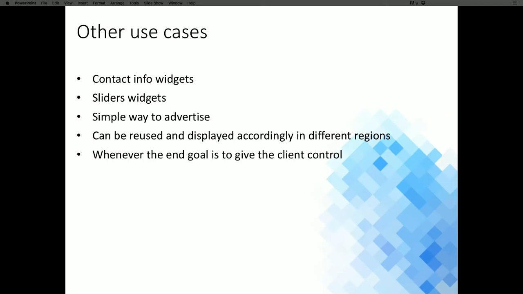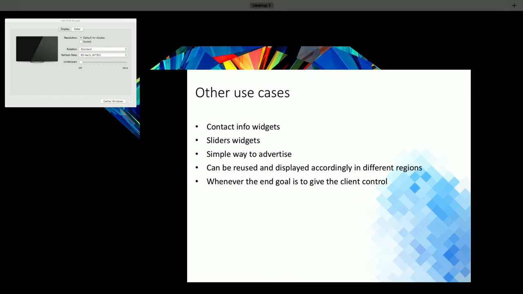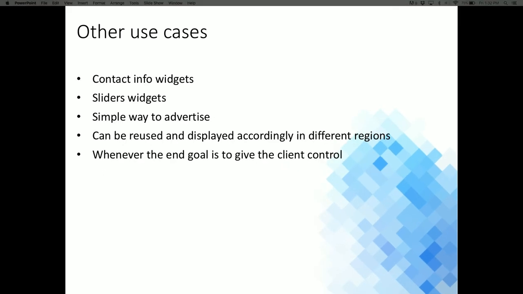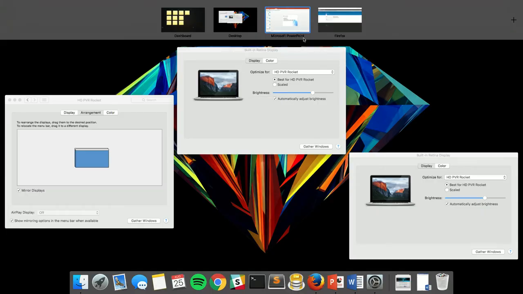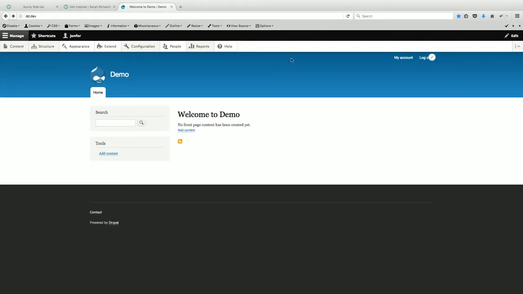So before I conclude, I'm just gonna show you a quick demo and a quick tutorial of how you would set up these paragraphs. So I just have a basic Drupal 8 install here. All right, so I already have the paragraphs module enabled. You can also enable the custom block module, which comes in Drupal 8 core.